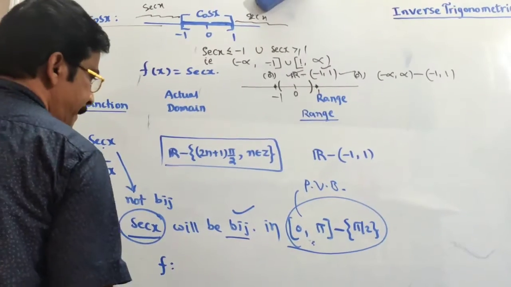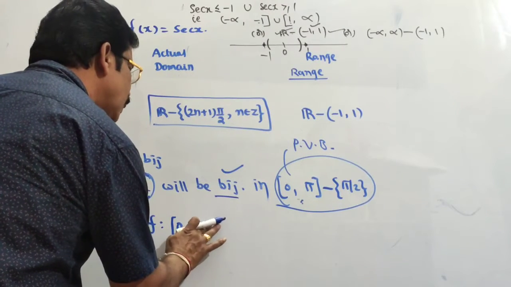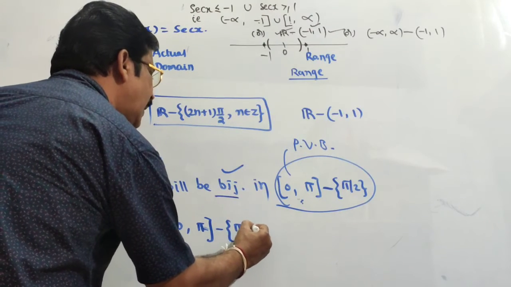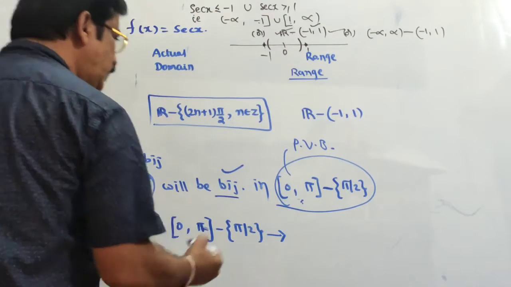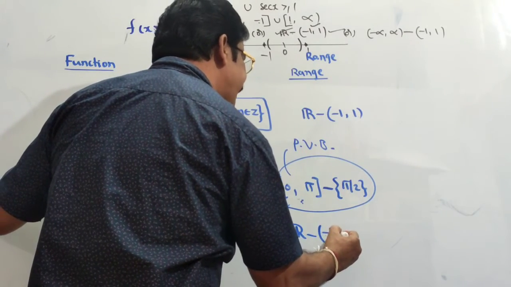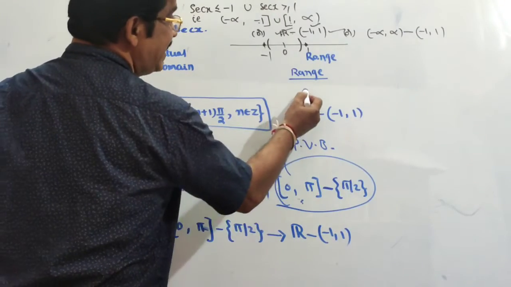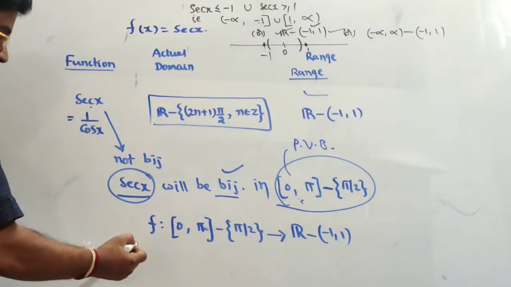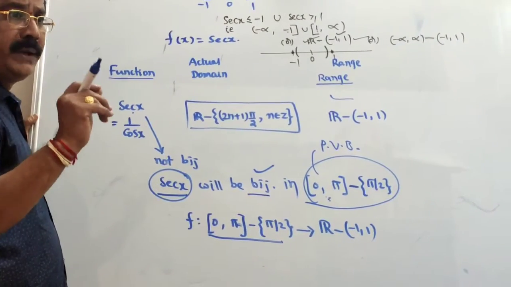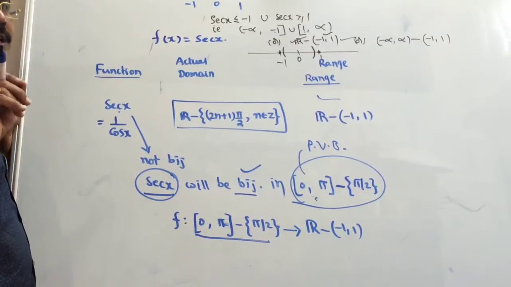So therefore f from the PVB, closed interval of 0 comma pi except pi by 2, to the range, which is the same: capital R minus open interval of -1 comma 1. Why is the range the same? Because in this area it is an onto function. For an onto function, codomain and range will be the same. Like that, f of capital A is equal to capital B.